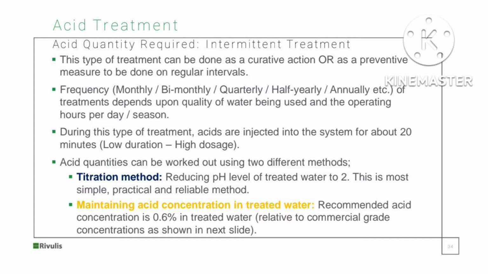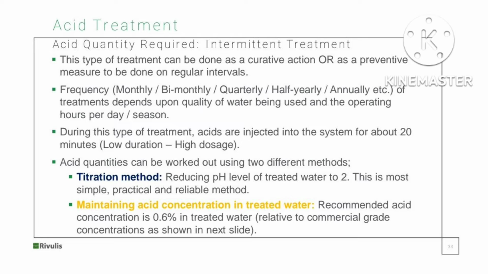This type of treatment can be done as a curative action or as a preventive measure at regular intervals. Frequency: monthly, bi-monthly, quarterly, half yearly, annually. Treatments depend upon the quality of water being used and the operating hours per day per season. During this intermittent type of treatment, acids are injected into the system for about 20 minutes, low duration, high dosage. Acid quantities can be worked out using two different methods.